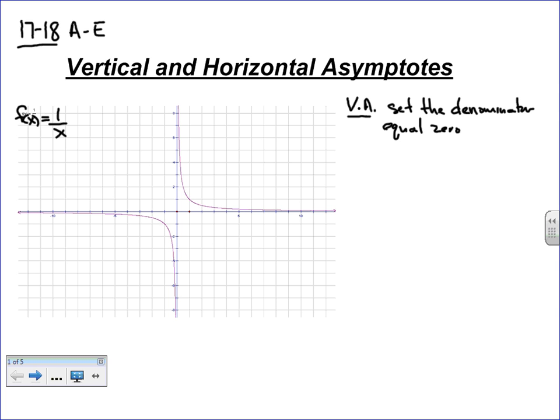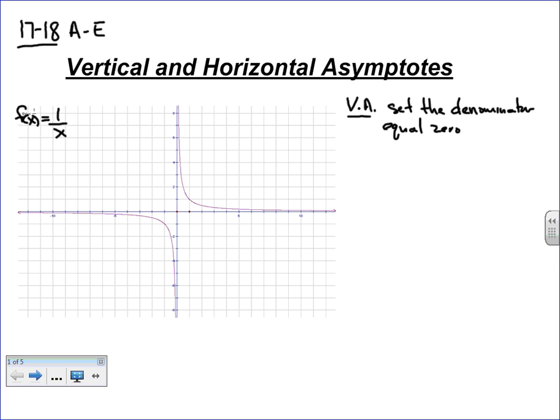Now, not always when the denominator is equal to 0 will you get a vertical asymptote. In this class, yes. If you go on to calculus and university, there are other things that can happen. You can have holes in the graphs, you can have oblique asymptotes, a whole bunch of different things. But for our purposes, whenever the denominator is equal to 0, you're going to get a vertical asymptote.